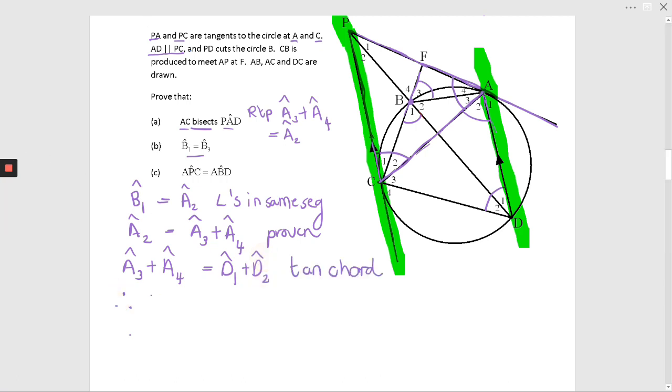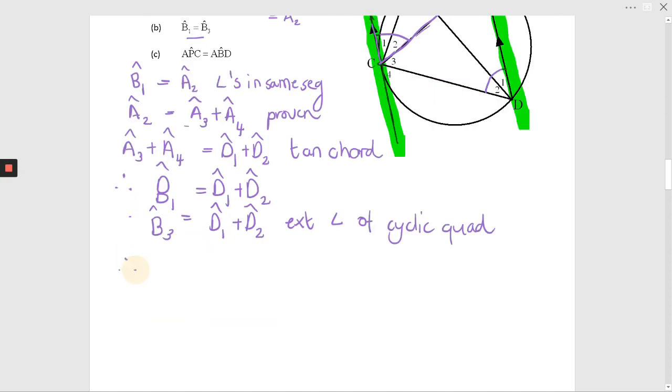Therefore, let's just look at what we've traced our steps through. We said B1 is A2, A2 is the other two A's, and then those A's are the D's. So actually, it's that B1 equals D1 plus D2. Okay, then I'm going to move on and talk about B3 equaling them as well because of exterior angle of a cyclic quad. Therefore, they're equal to each other. So therefore, B1 equals B3.